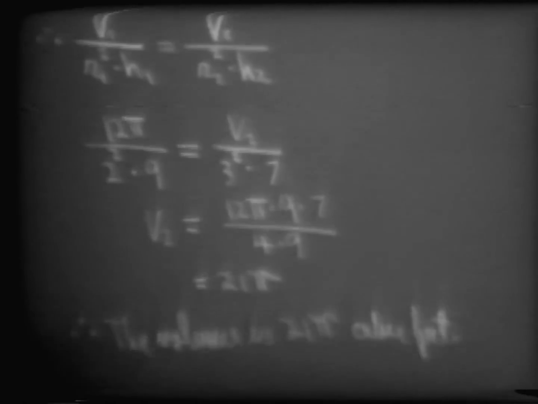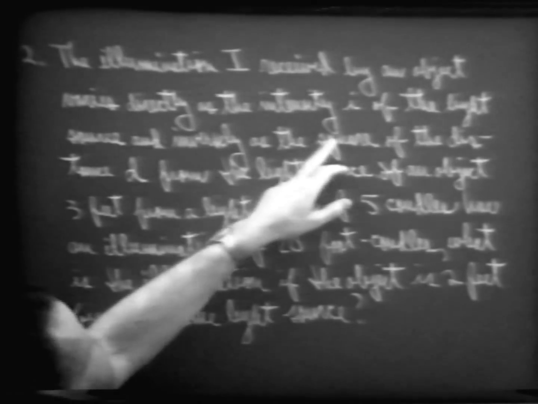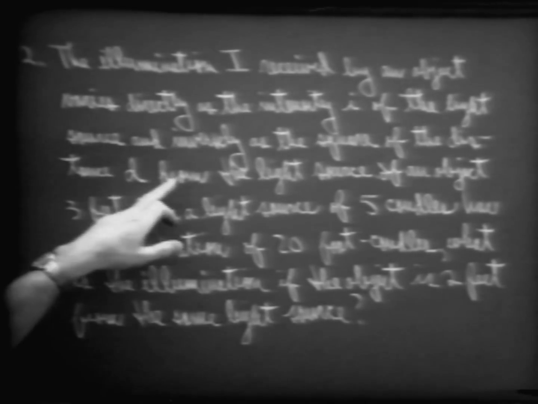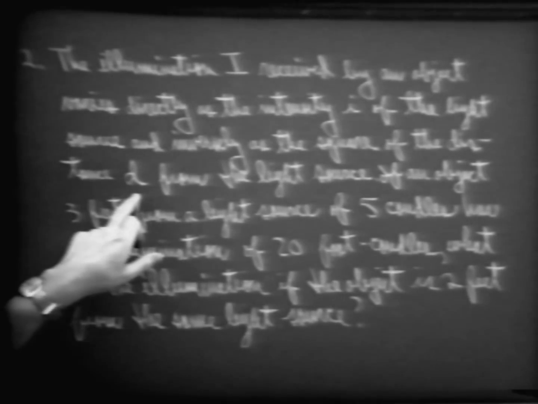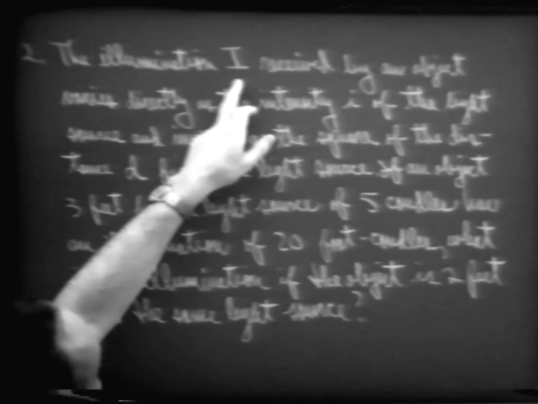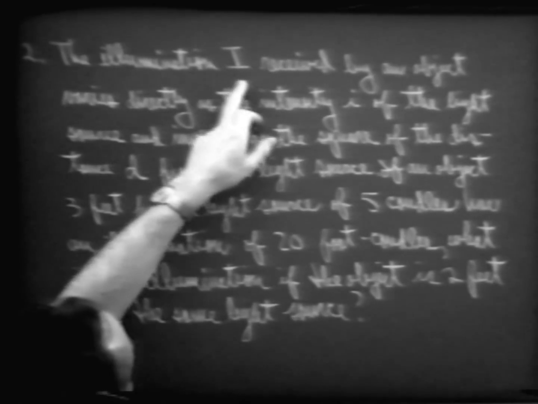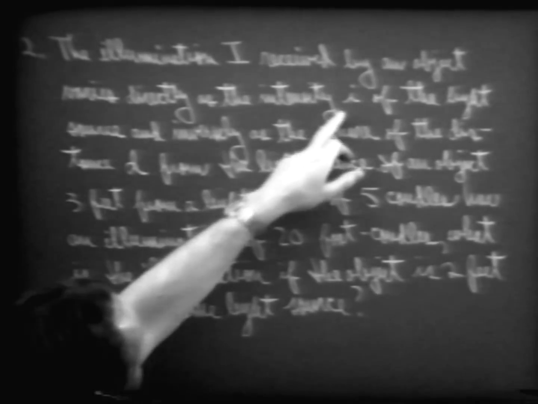Let's go on and look at another example. Here we have the illumination I received by an object varies directly as the intensity I of the light source and inversely as the square of the distance d from the light source. All right, let's stop there and see if we can interpret that sentence. Here we have an illumination I received by an object that varies directly as its intensity I and inversely as the square of the distance.